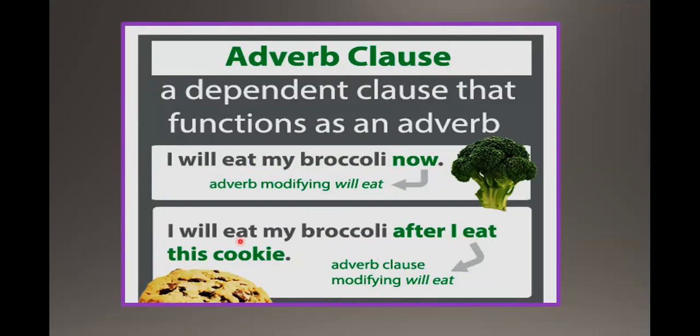Eat is my verb. It is explaining the when about it, that when I will do this, and when: after I eat this cookie. So I is my subject. Eat is again my verb here. So it has a subject and a predicate. So now this is an adverb clause, that it is explaining the verb.